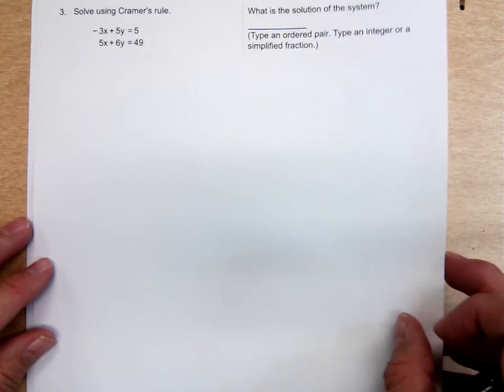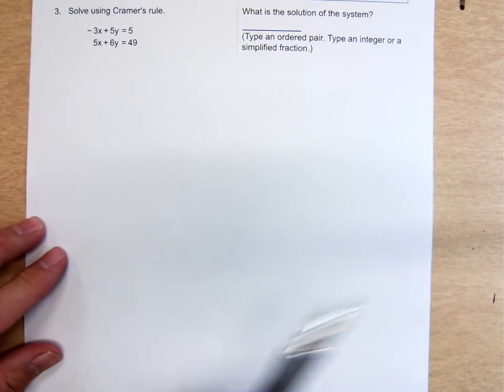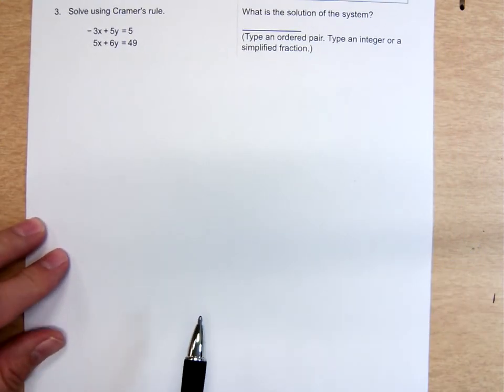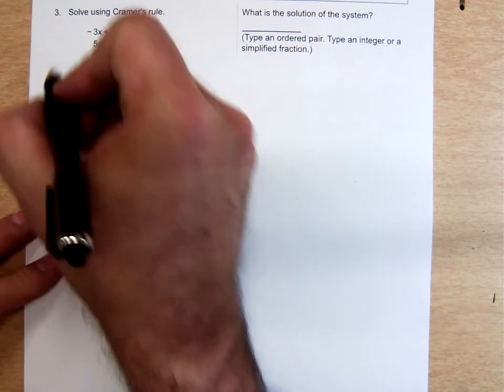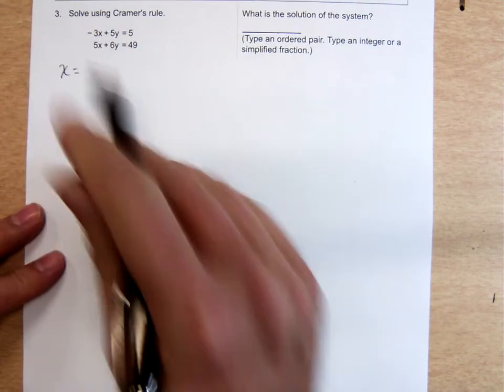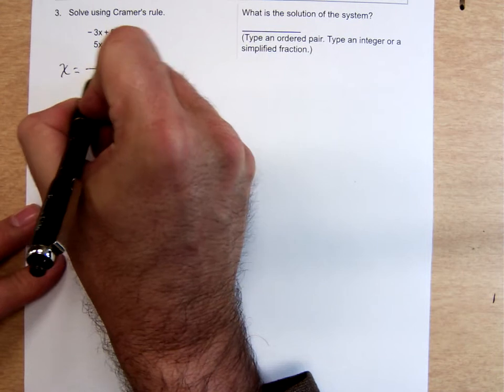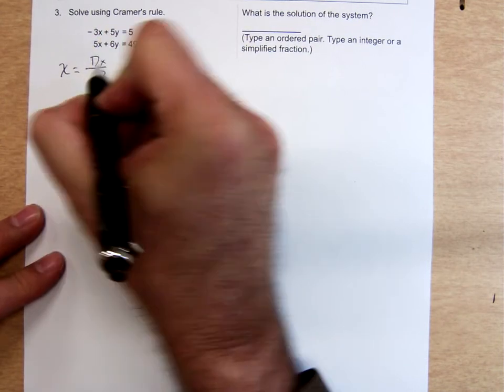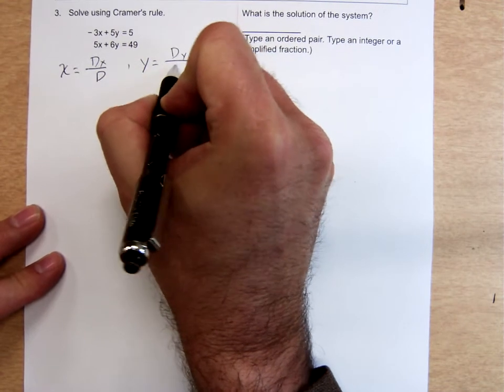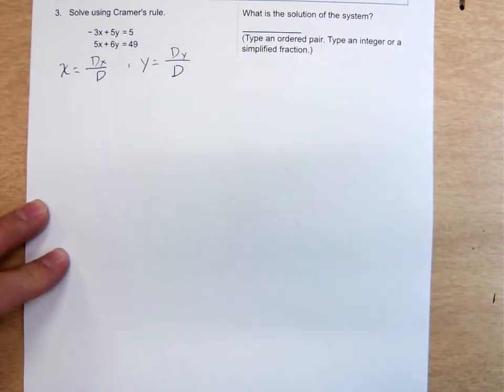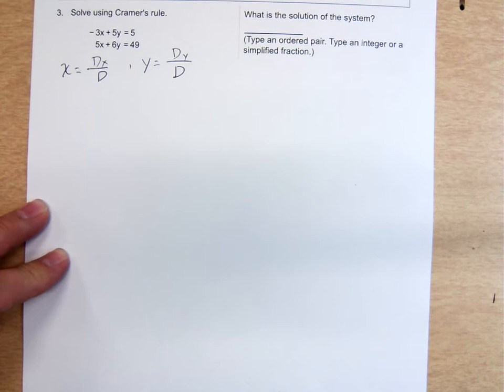Now, just to make sure you get the hang of it, I have another one of them. Problem 3 is another Cramer's rule problem. Okay, I wasn't expecting that. So x is dx over d, y is dy over d, and okay.